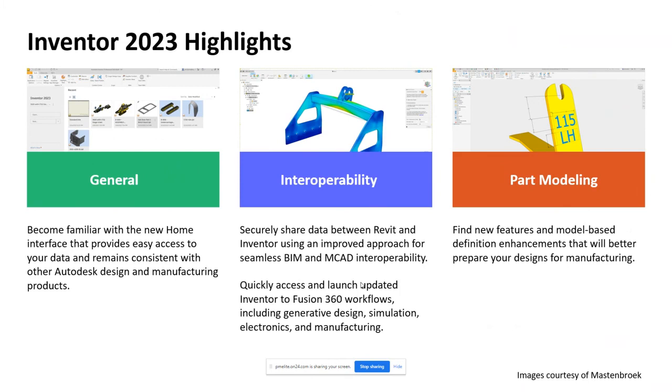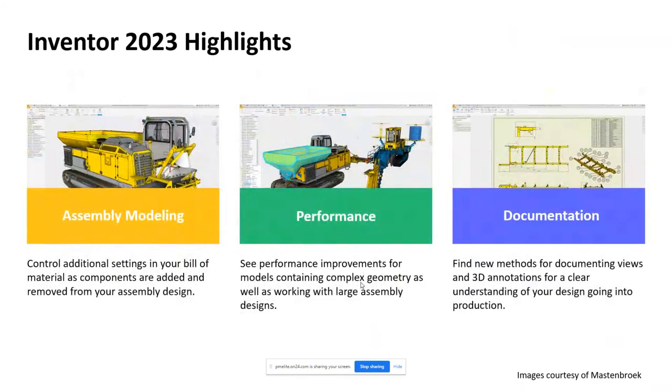We're going to look first at the general enhancements to this release. The interoperability, they've done some exciting things there. We're going to cover Revit, Fusion 360, and some of the translation updates. We're also going to look at some of the new features and enhancements to part files. In assemblies, we're going to talk about the bill of material, some 3D annotations, and a little bit more.